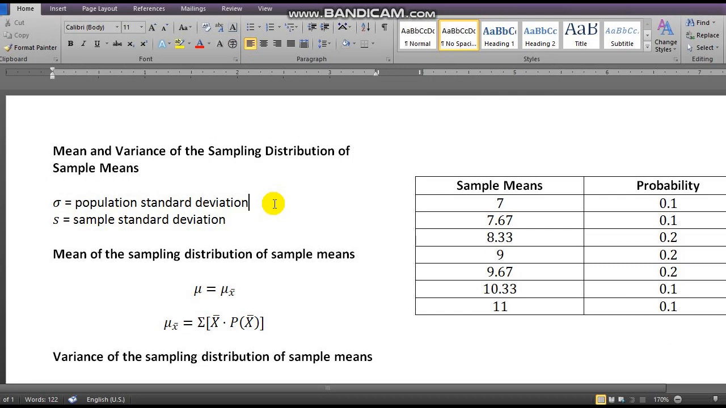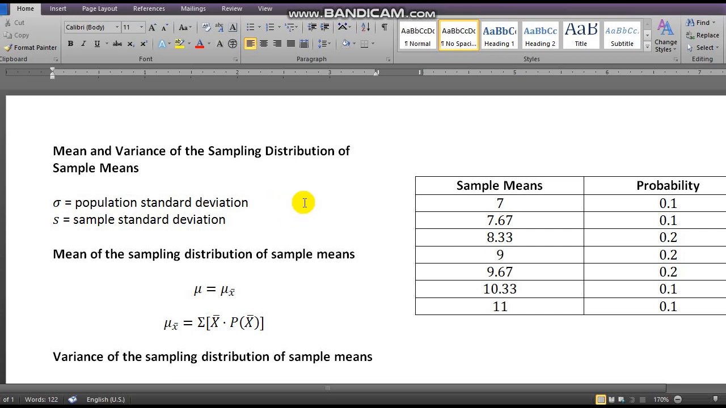Hey everyone, today we're going to talk about the mean and the variance of the sampling distribution of the sample means. In our earlier video, we've talked about the sampling distribution of the sample means, and we can draw information from that sampling distribution with regards to our population. Now we're going to analyze it further using the mean and the variance.